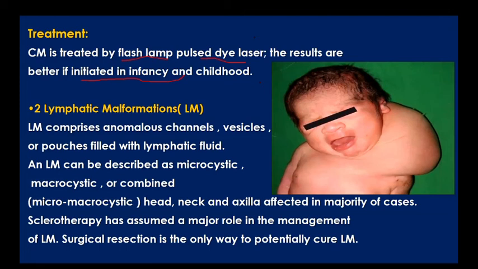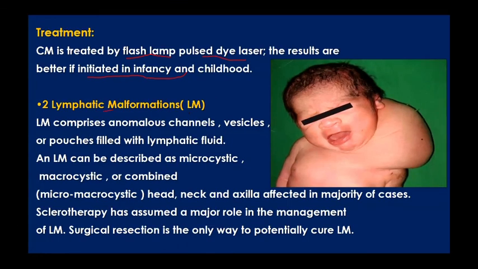It is a congenital anomaly, a lymphatic malformation. It usually happens in children. There may be a defect in the lymphatic drainage channels. It may be filled with lymphatic fluid. It may be microcystic or macrocystic. It usually affects the head, neck, and axilla, and the majority of cases are treated by sclerotherapy.